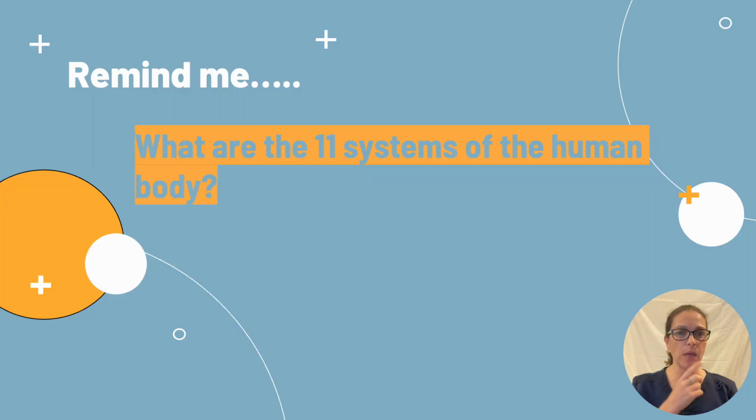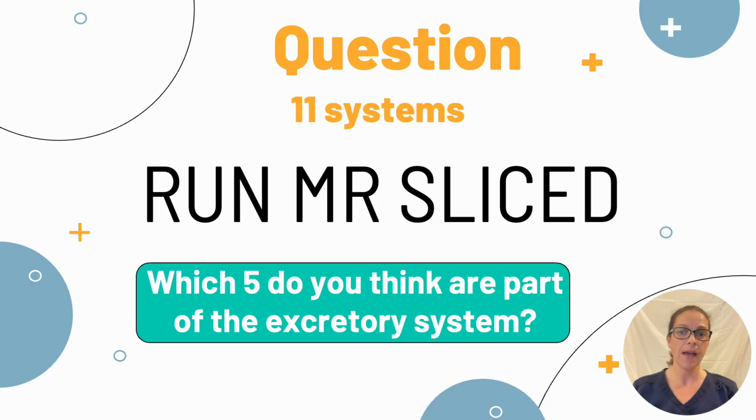So go ahead, remind me, what are the 11 systems of the human body? Hopefully you all came up with the right answer of run, Mr. Slice. Respiratory, urinary, nervous, muscular, reproductive, skeletal, lymphatic, integumentary, cardiovascular, endocrine, and digestive. Of these, which 5 do you think are part of the excretory system? Now please realize that there is no excretory system, but rather there are 5 different systems that make up this one term. Okay, so which 5 do you think they are?